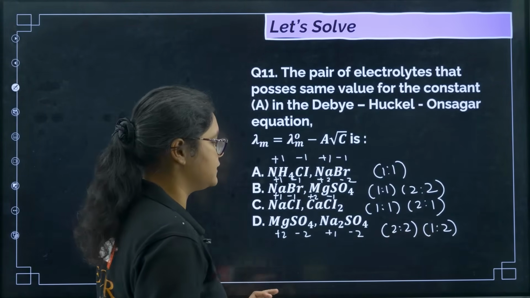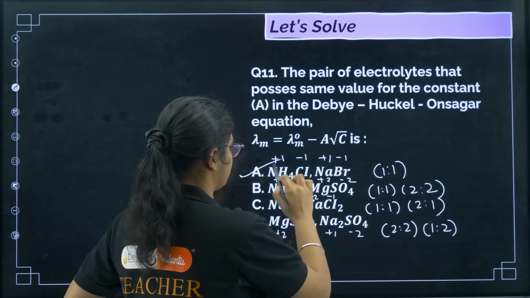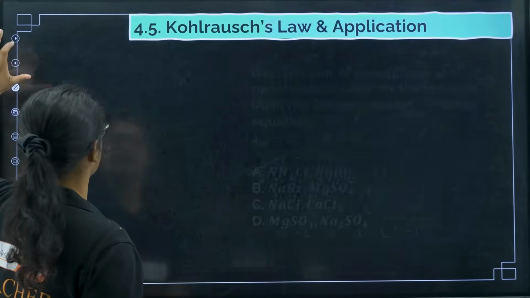So now what I can see here is, only here I am getting the same type, so their A value will be the same. So A is the correct answer.